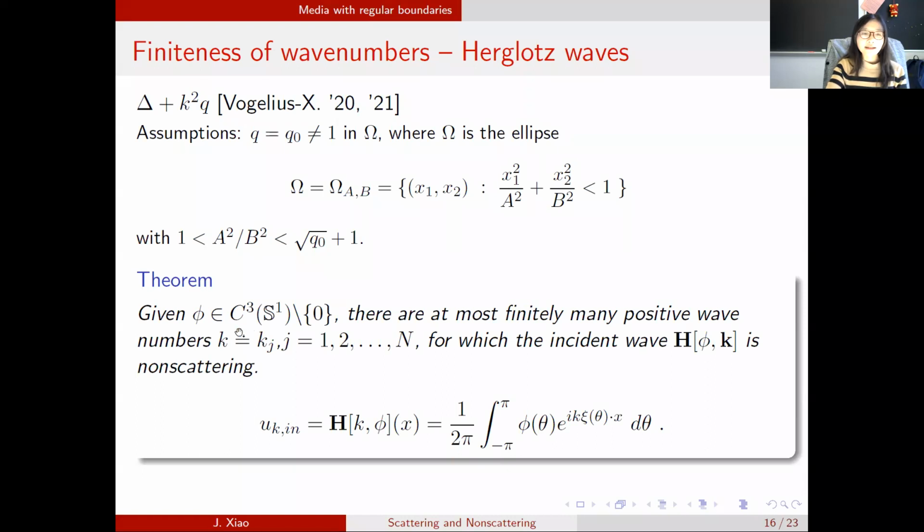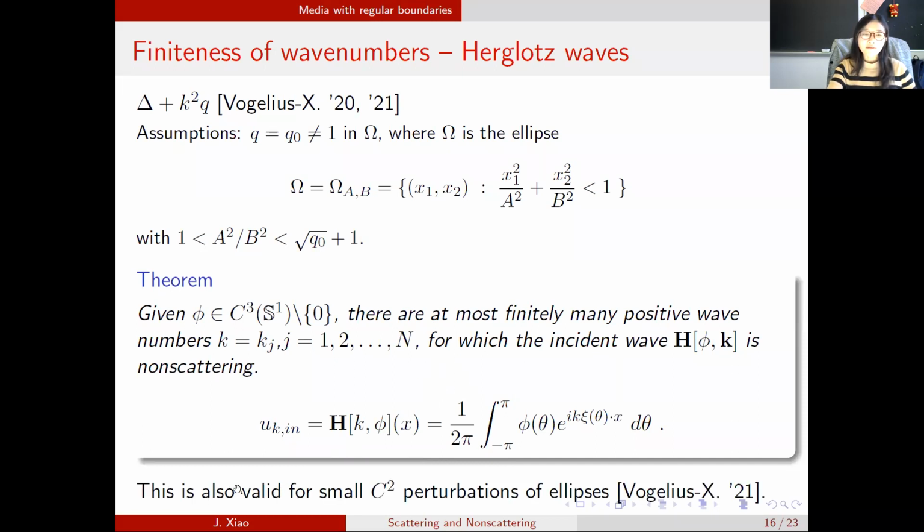So the result is that suppose phi is smooth enough, actually we needed only C2 alpha. Suppose phi is C3, and we fix phi, then what we can prove is that there are at most finitely many positive wave numbers such that these Herglotz waves are non-scattering. Okay, so this is completely different from the sphere case.